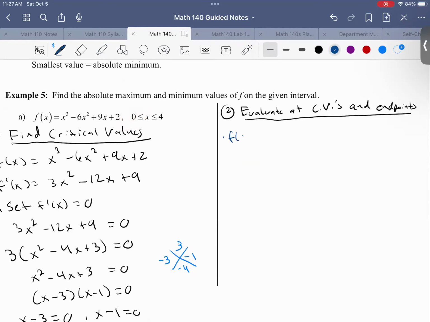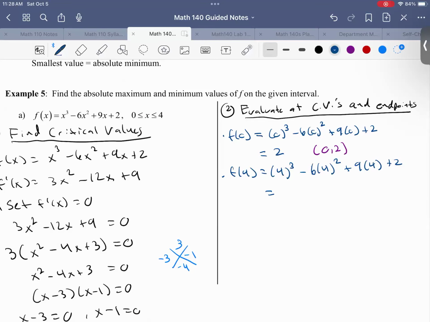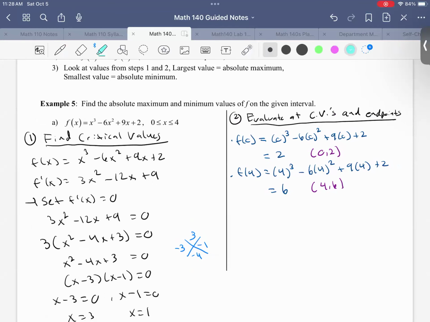So f of 0 is 0 cubed minus 6 times 0 squared plus 9 times 0 plus 2. And what I end up with is 2. So I have the coordinate point 0, comma 2. That's our first endpoint. And then our second endpoint is 4. So we'll get 4 cubed minus 6 times 4 squared plus 9 times 4 plus 2. And if you calculate all this, what you'll end up with is 6. So you'll end up with the coordinate point 4, comma 6. That's our endpoints.